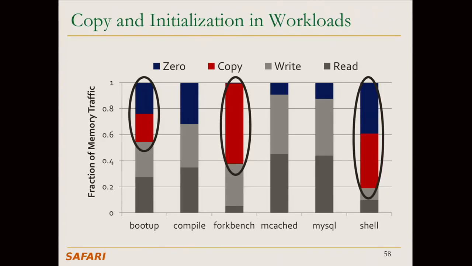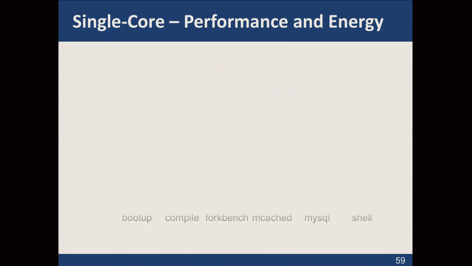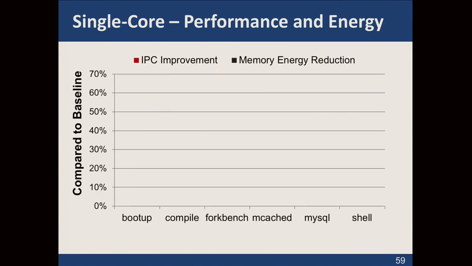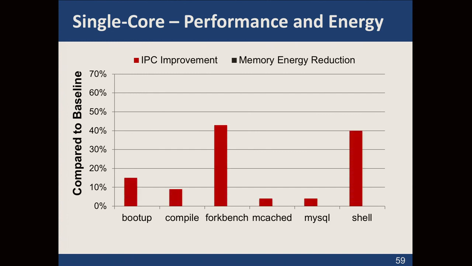There's analysis, of course, in these applications. You can read the paper for more detail. So this is the benefit that you get in terms of performance, instructions per cycle improvement compared to the baseline, and the memory energy reduction in the real applications after simulation. So some of them benefit significantly. The shell, for example, benefits about 40%. The forking benchmark, because it does many, many copies, benefits about 40% in terms of performance improvement. Some of them benefit less, 5%, but 5% is still important, especially with a little change.